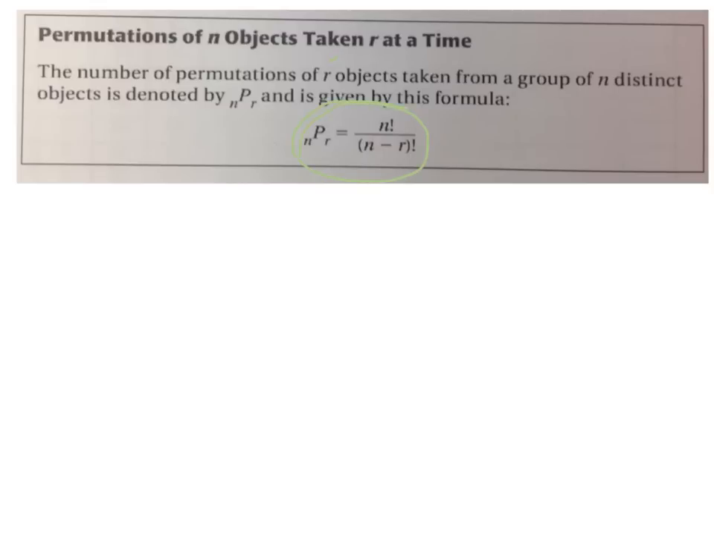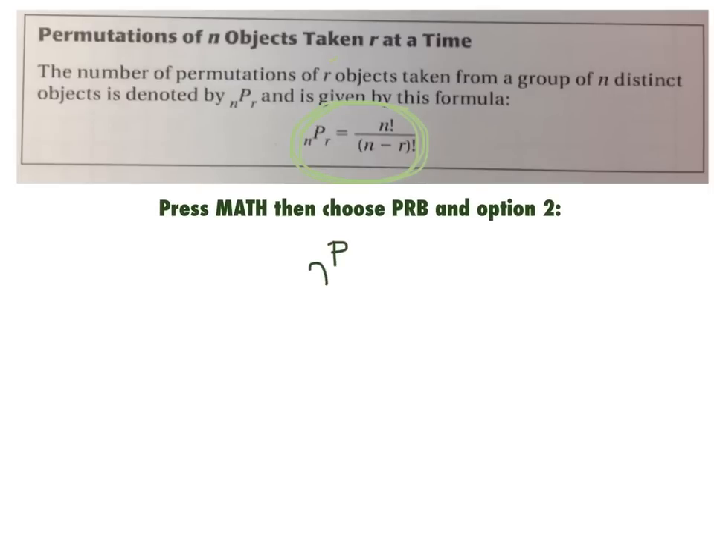So here's one you need to know, nPr equals n factorial over n minus r factorial. And yes, you can do this in your calculator. I'll even show you what buttons to push. You hit Math, then you choose PRB, and then you go to option 2, which is the little nPr.